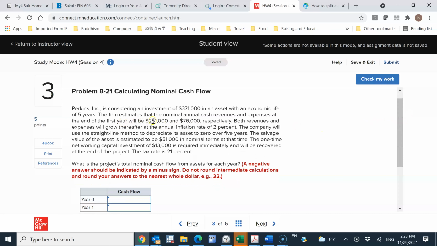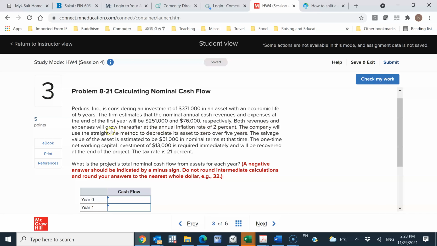The firm estimates that the nominal annual cash revenues and expenses at the end of the first year will be $51,000 and $76,000 respectively. Both revenues and expenses will grow thereafter at the annual inflation rate of 2%.